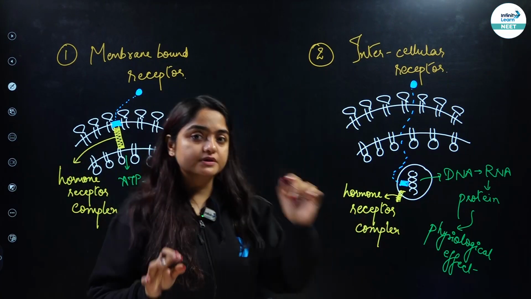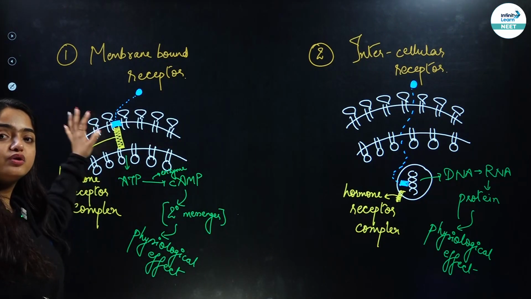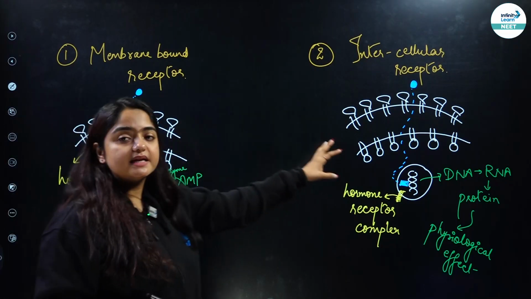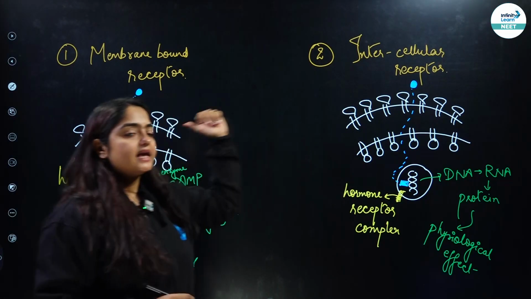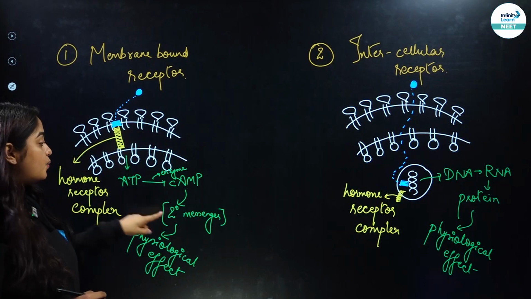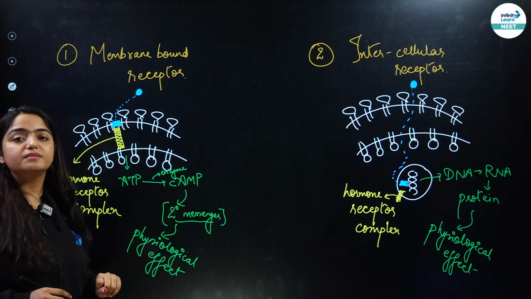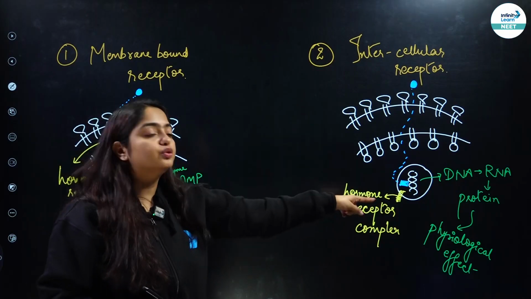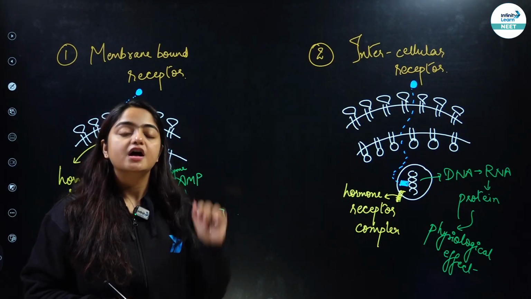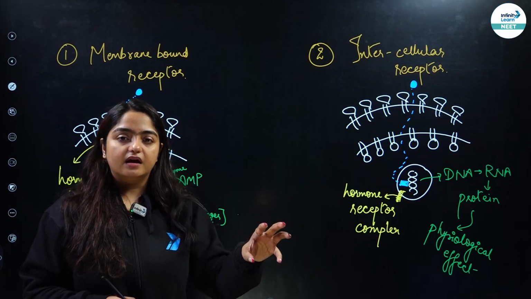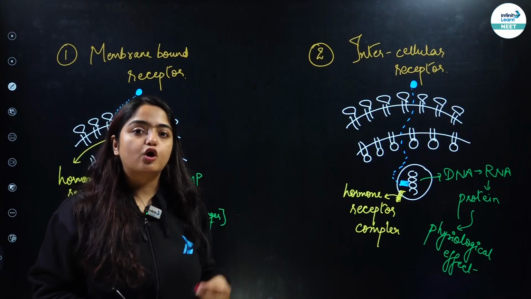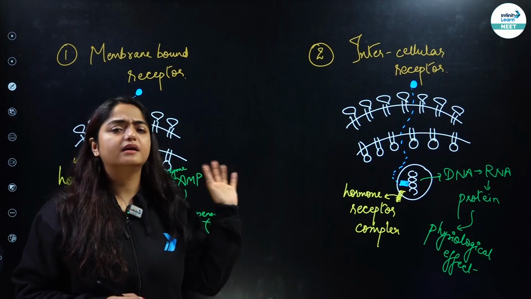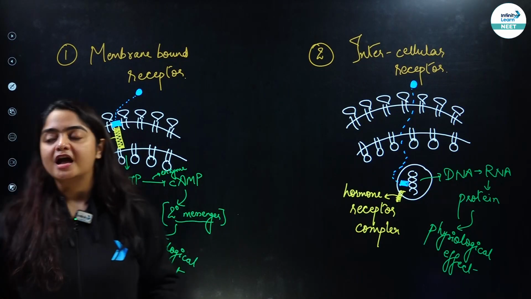So now can you see the difference? In membrane bound receptor, the hormone is not even entering the cell. In intercellular receptor, it is entering the cell. In membrane bound receptor, we require a secondary messenger for the physiological effect. In intercellular receptor, we do not require a secondary messenger. Ultimately, yes, the task is being done, the physiological effect is being observed on the target organ, but these are a few differences over here, right?